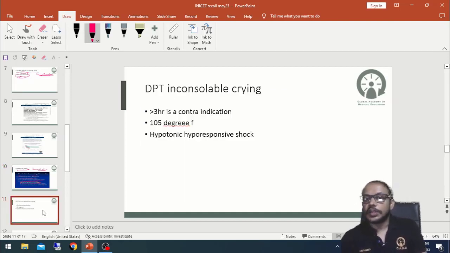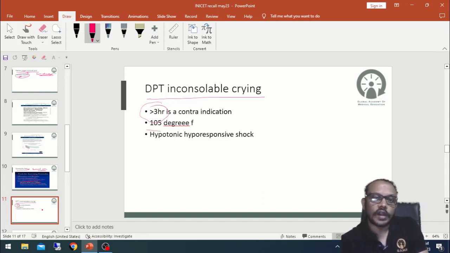Another question is related to the DPT. The question was asked that a child was given DPT, and if the child was crying, should the vaccine be given again or not. A child can cry from any vaccine; sometimes even adults will cry. Here, inconsolable cry is the definition: if a child cries non-stop for more than 3 hours, it is called inconsolable cry, and if it is there, then it is a contraindication for the next vaccination.